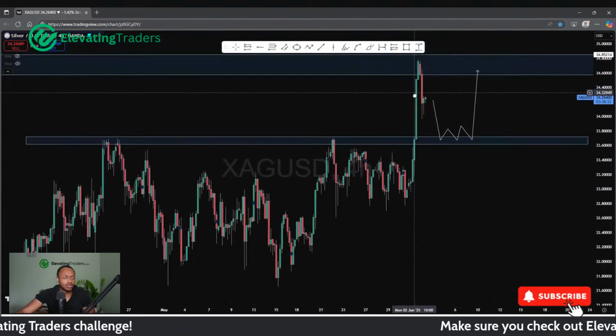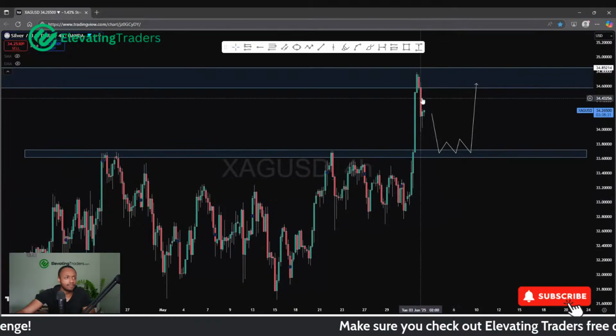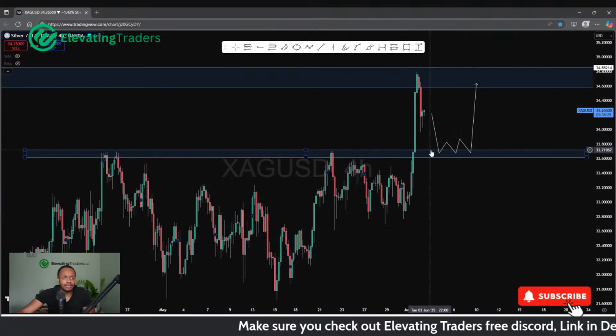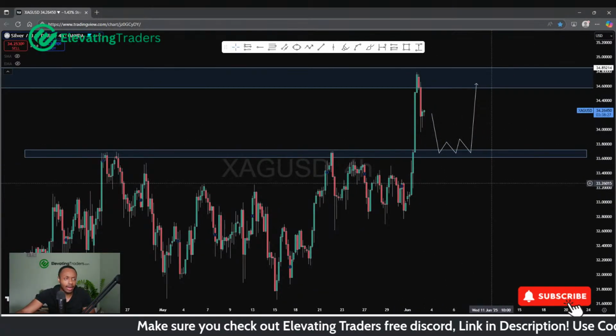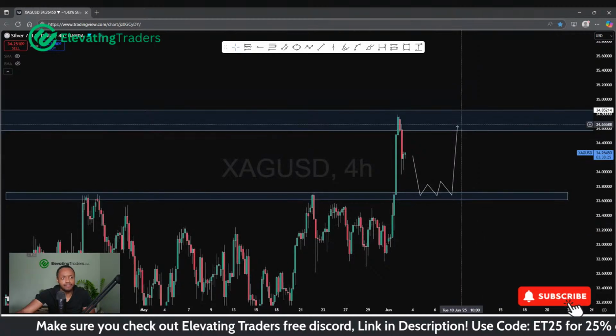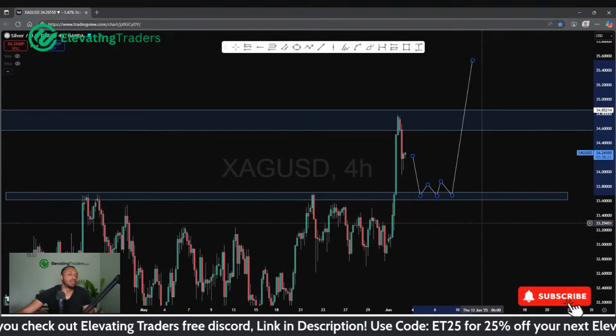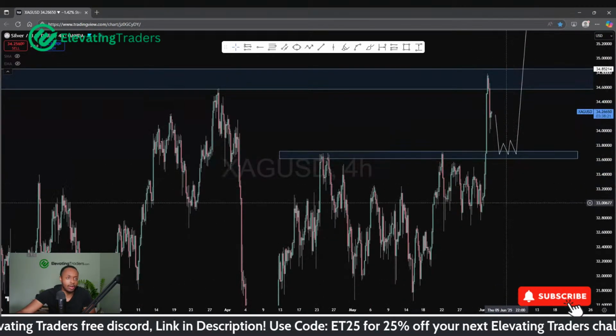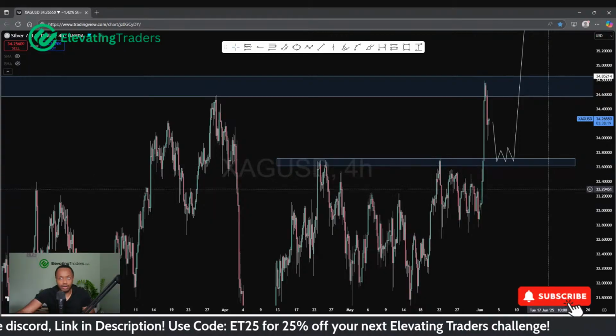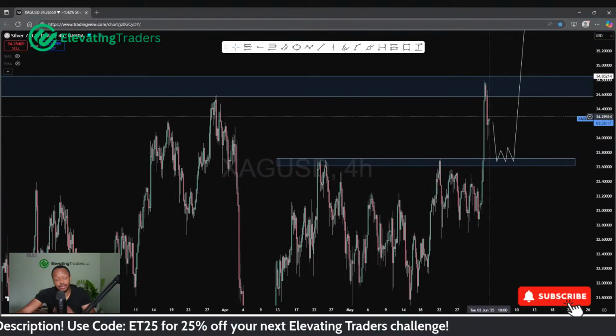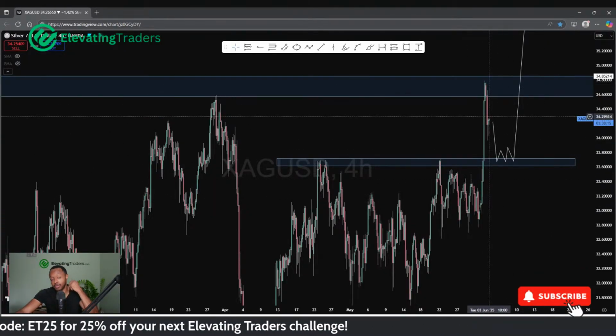Very, very nice breakout. A lot of momentum in that move. So I think there's a good chance that price will hold support and will likely try and continue off the back of that. And then who knows, maybe we do get the breakout of 34.8 as well. So as a whole, very bullish in silver. I think there's a lot more upside for silver to be had.